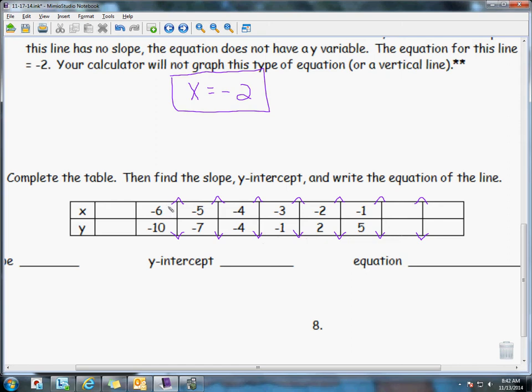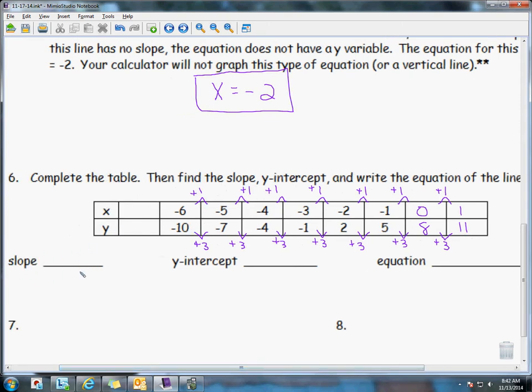Okay, so if I look at my x's, I'm just going up by ones. So if you see a negative 1 plus 1, that's just going to give us 0. 0 plus 1 is just going to give us 1. For my y's, okay, what we're going up by here is 3's. So I'm going to put plus 3, plus 3, plus 3, all the way across. So 5 plus 3 is 8, 8 plus 3 is 11. And that's how you're going to complete your table.